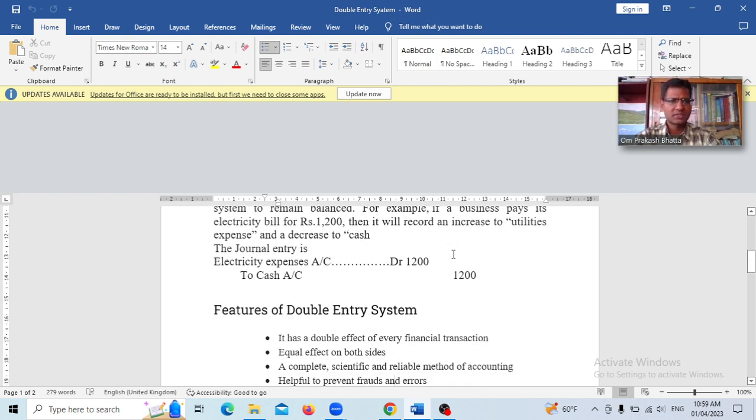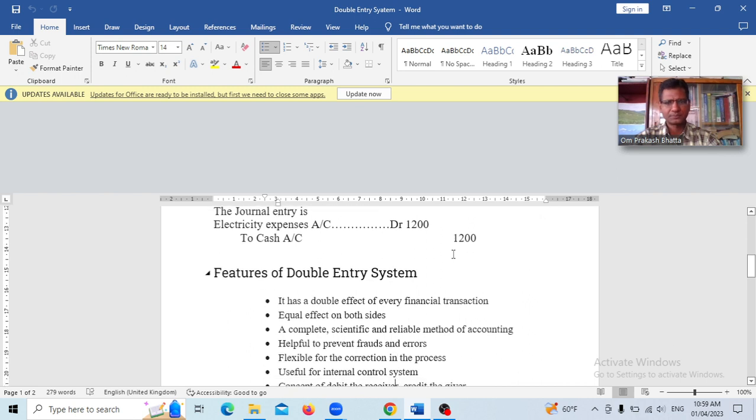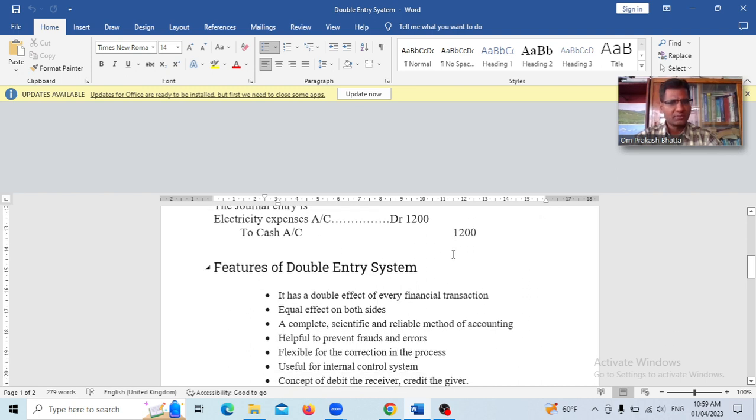So there are different features of the double entry bookkeeping system. It has a double effect for every financial transaction, which I mentioned above. Electricity expenses account debit to cash. This is known as double effect, double entry. Equal effect on both sides. In terms of amount, debit must be equal to credit. In the previous transaction, 1200 debit and 1200 credit.